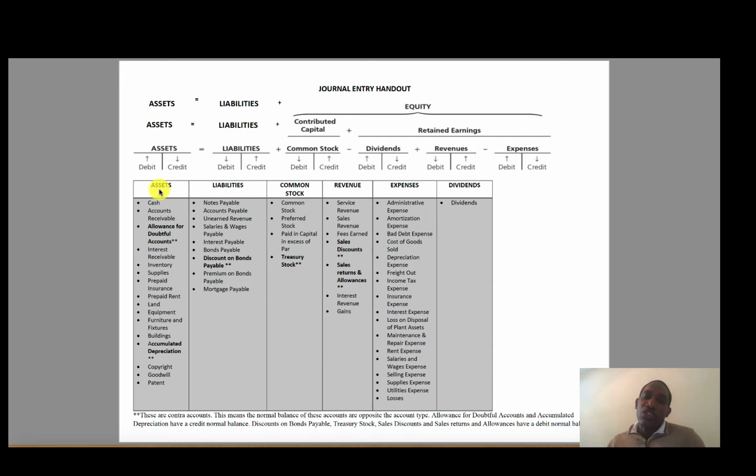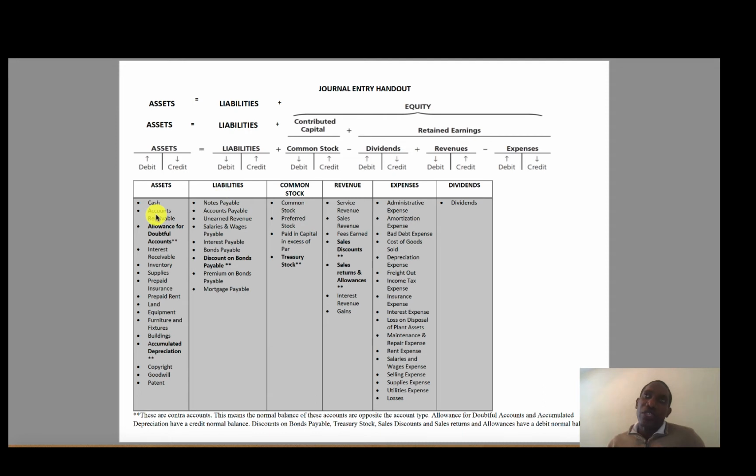And underneath each one of these general account types, there are accounts. So cash, accounts receivable, interest receivable, inventory, supplies: these are accounts that belong to the asset account type, right? Liabilities: anytime you see something with payable in it, that's a liability. Notes payable, accounts payable, unearned revenue, salaries and wages payable. These are accounts that belong to the liability account type.